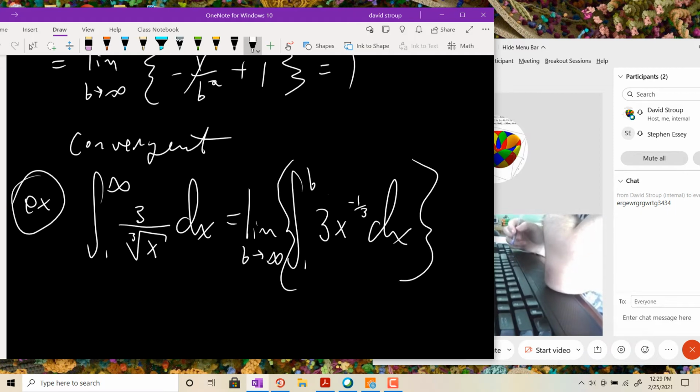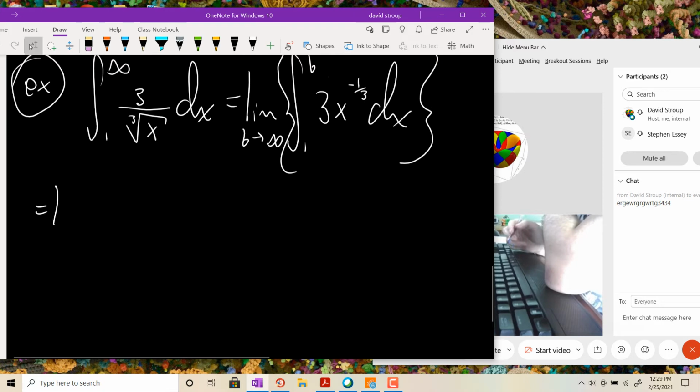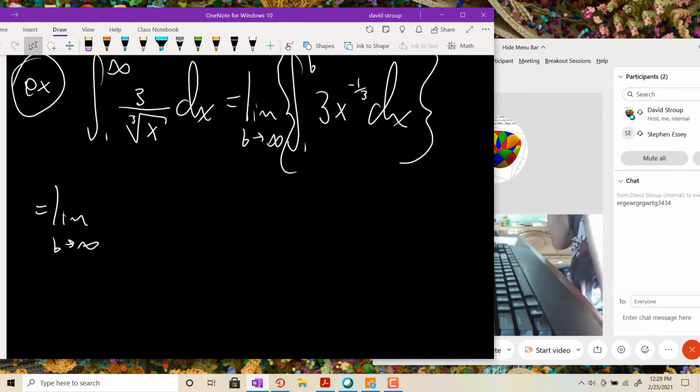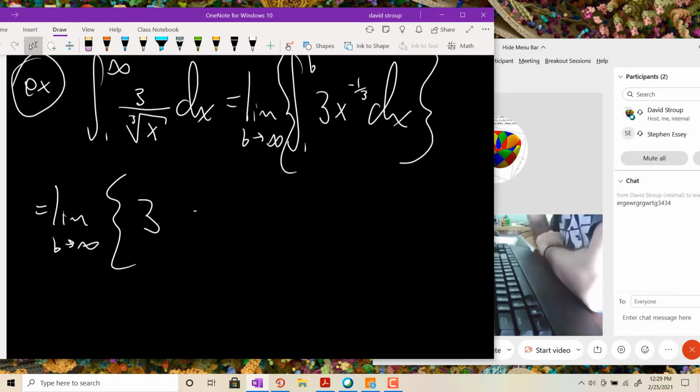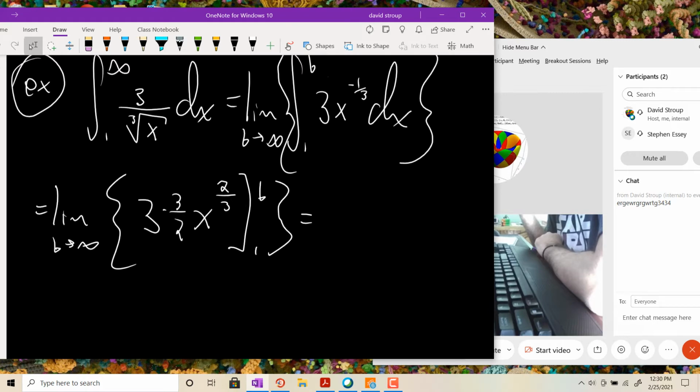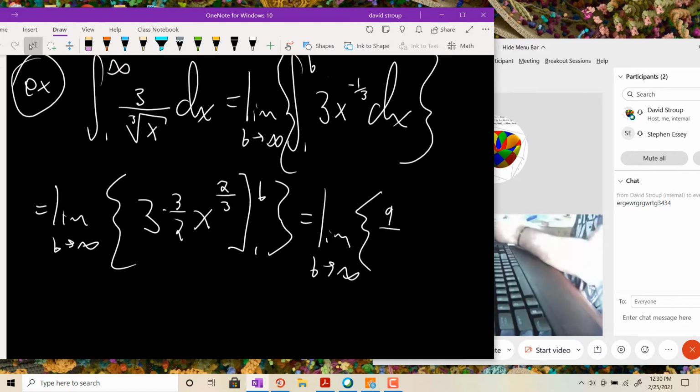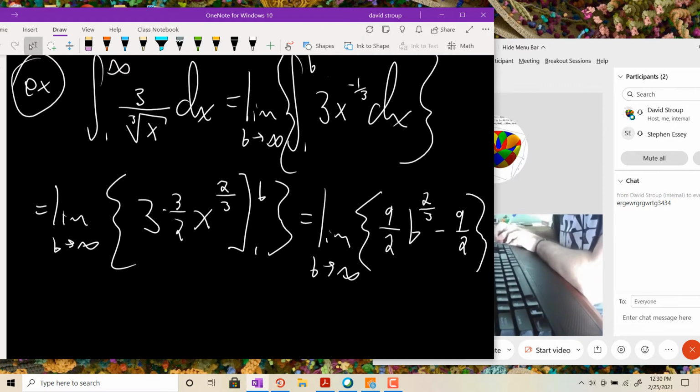Okay, so what do we have then? So I have the limit as b goes to infinity of 3x to now the negative 1/3 plus 3/3 is 2/3, and then times 3/2, evaluated from 1 to b. And then that's going to equal the limit as b goes to infinity. And now I want to plug the limits into the antiderivative. So I have 9/2 b to the 2/3 minus 9/2 times 1 to the 2/3, which is just 1.